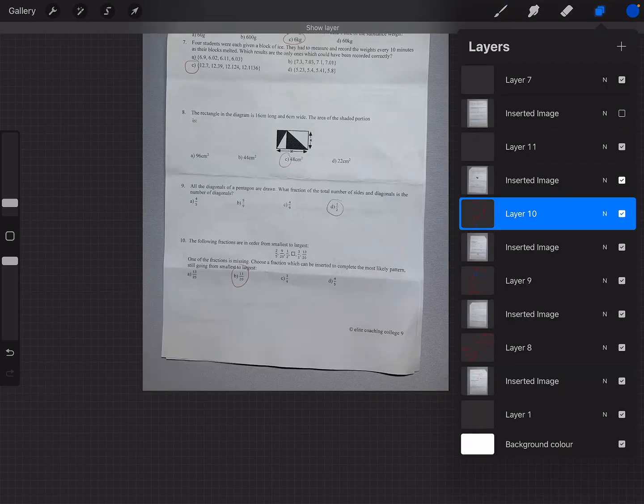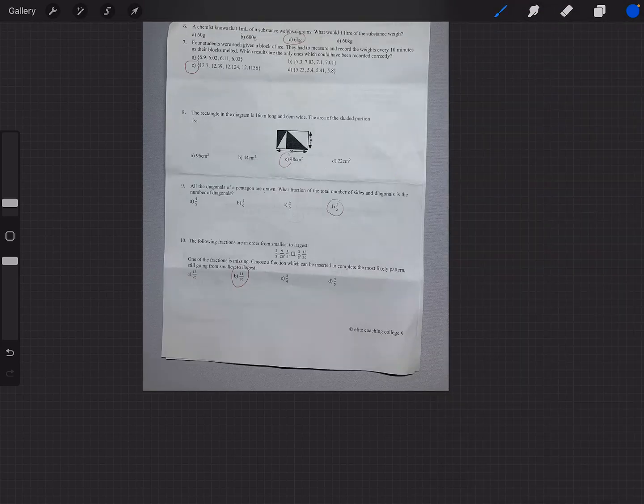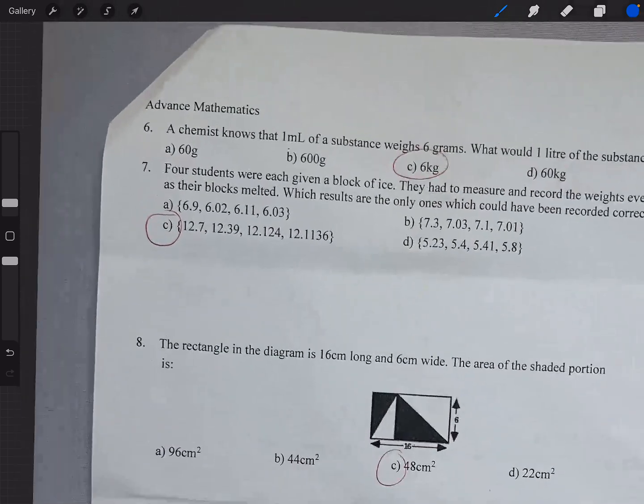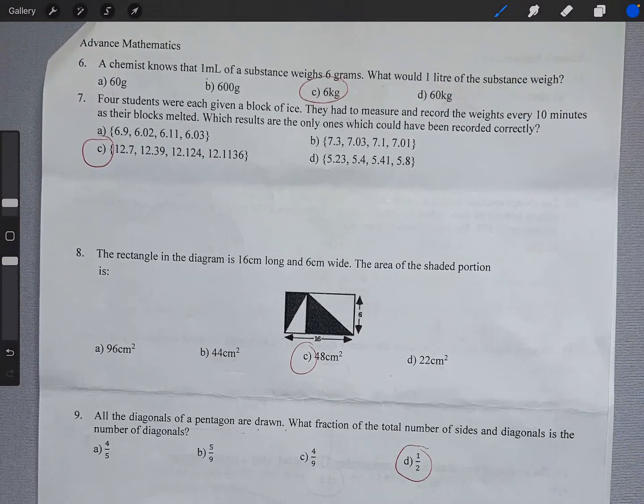Next page. Alright, so let's look at question 6. A chemist knows that 1 milliliter of substance weighs 6 grams. What would 1 liter of substance weigh?